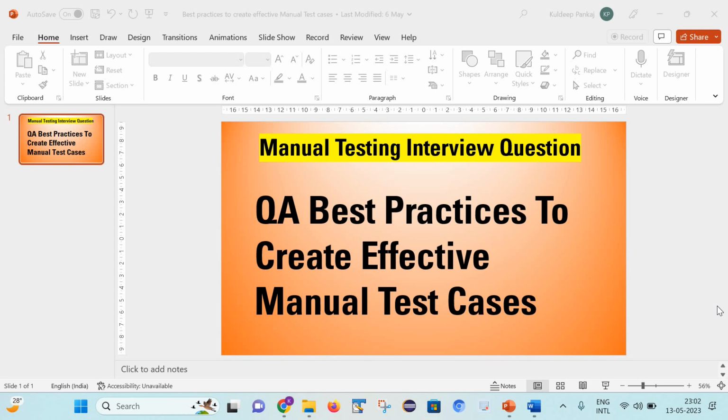This is Kuldeep here, and as a part of today's session, I would like to explain the QA best practices to create effective manual test cases. As we know, as a QA, it is our responsibility to write good test cases and execute them properly so that we can deliver a high quality product to our customers. So let's see what best practices and guidelines we should follow while writing test cases effectively.